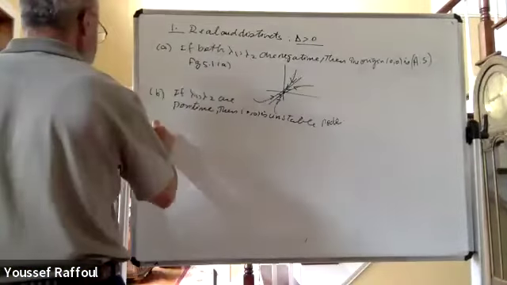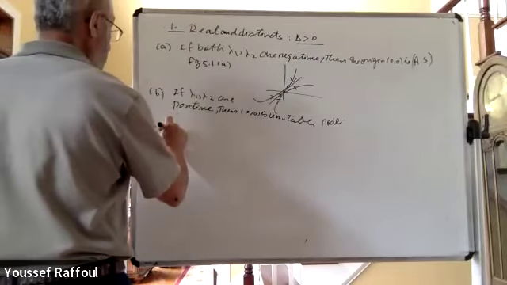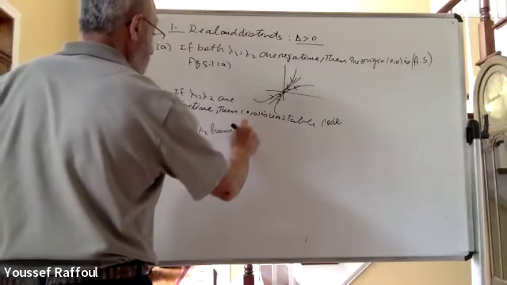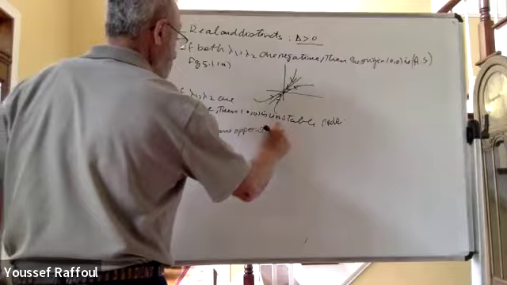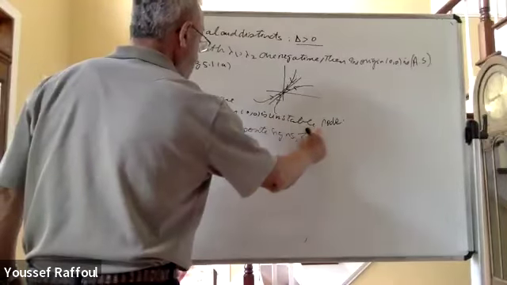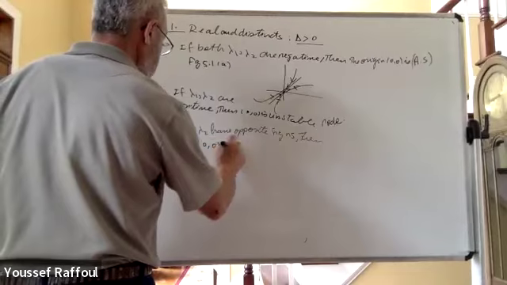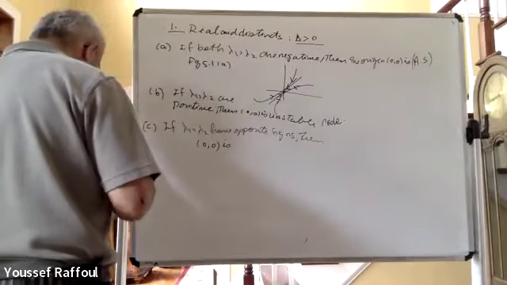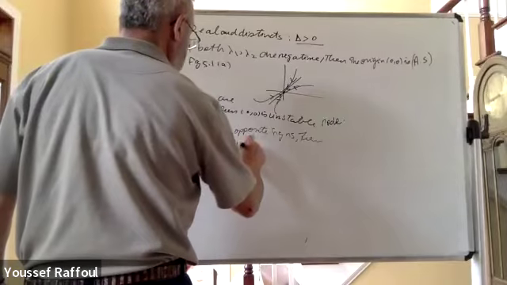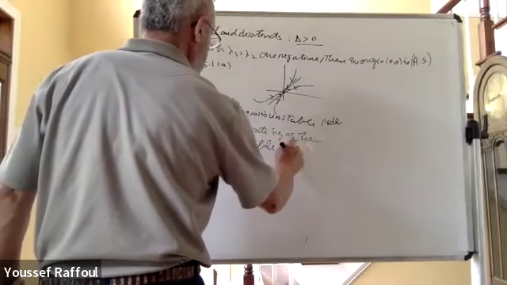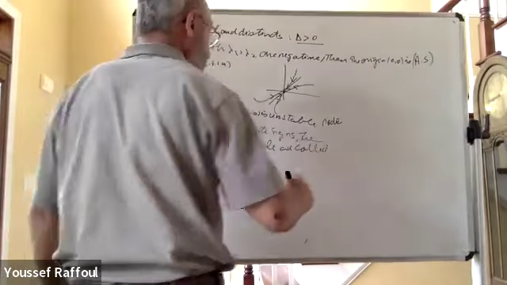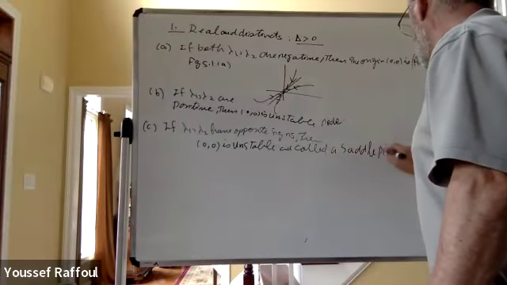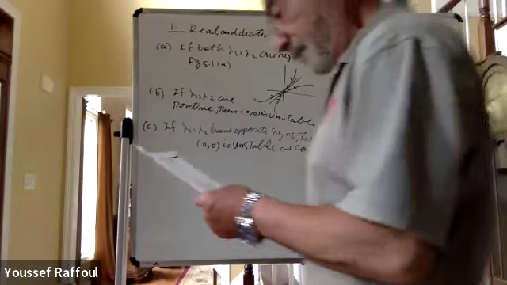All right. C, if lambda 1, lambda 2 have opposite sign, then 0, 0 is unstable, and called a saddle point.